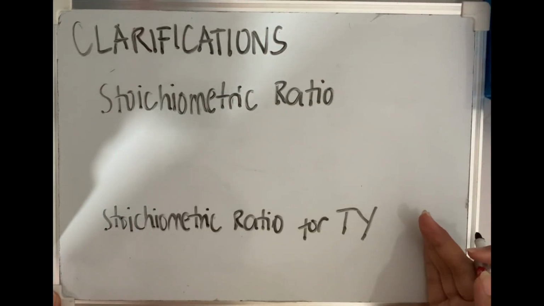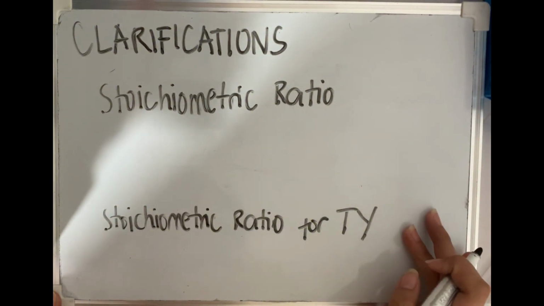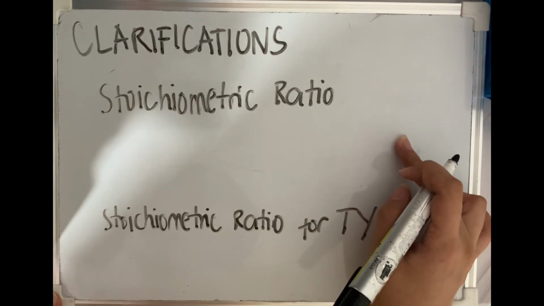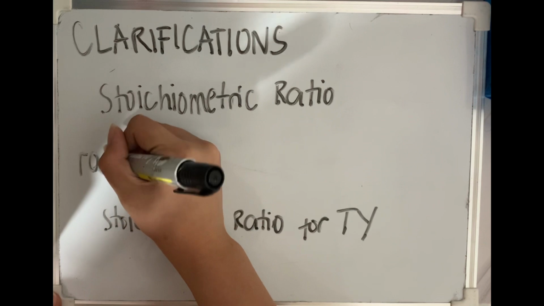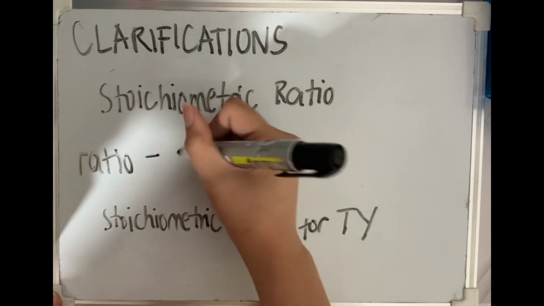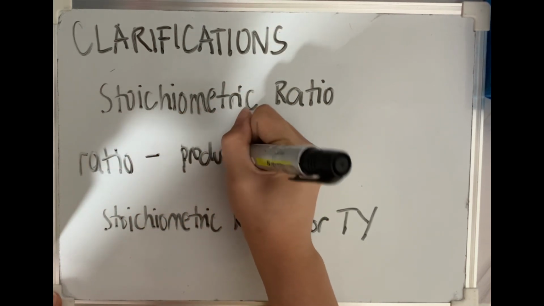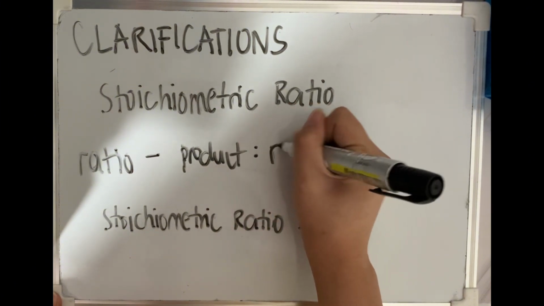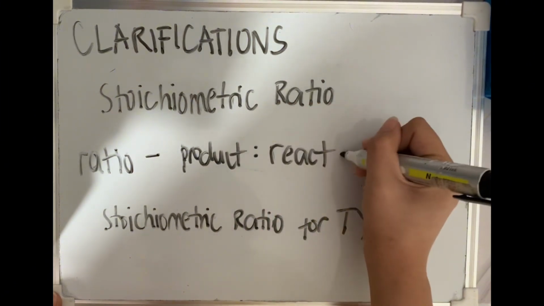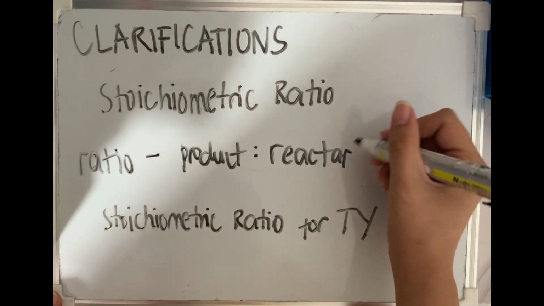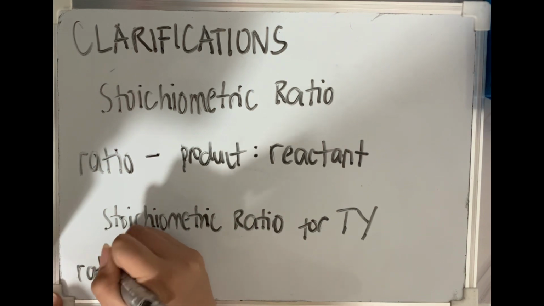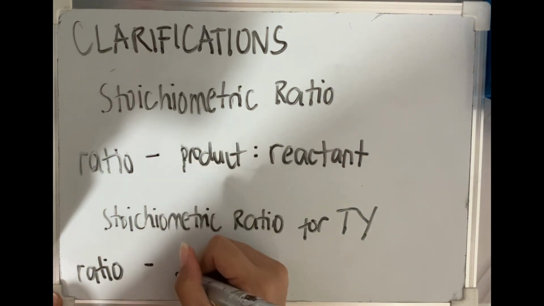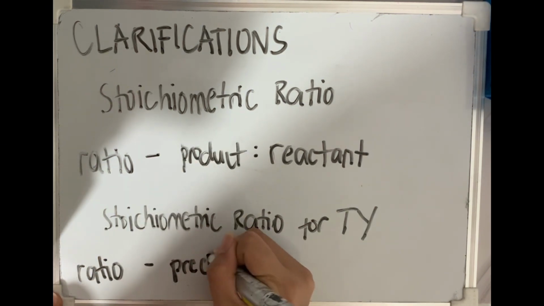So for clarifications, in case there's some confusions between stoichiometric ratio and then stoichiometric ratio for theoretical yield, is ang ratio for stoichiometric ratio is the coefficients between the products and then the reactants in a given equation. While for theoretical yield naman, it is a ratio between the precipitate and then the limiting reactant.